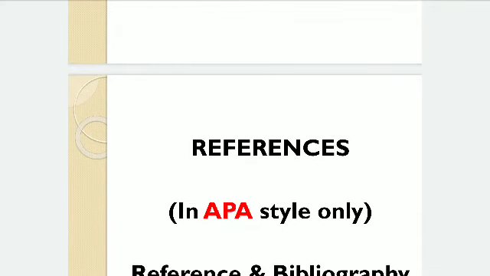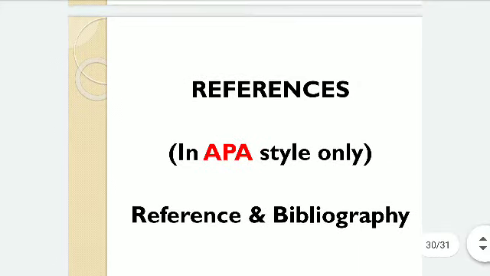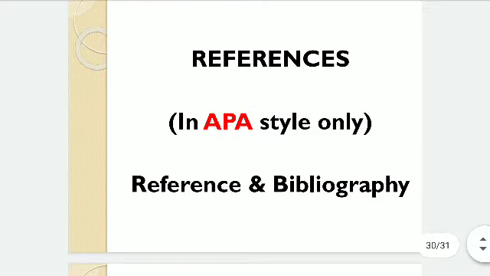So theoretical background 25 pages, data analysis 25 pages, findings 1 page, recommendation 1 page, conclusion half a page. After that, references should be in APA style only. So what is APA style? You can Google it and easily find out. In the world there are various styles for referencing. Chicago style is famous, but you can use APA style. For references and bibliography you have to use APA style.